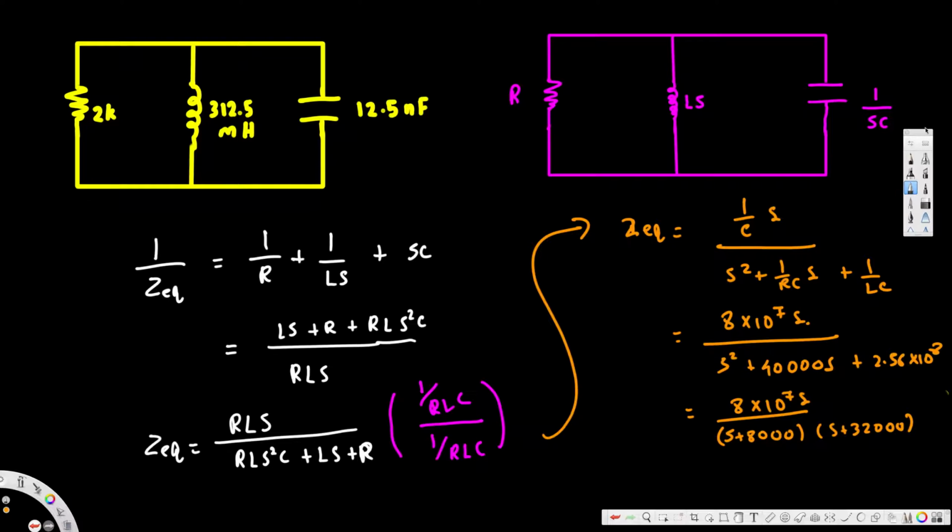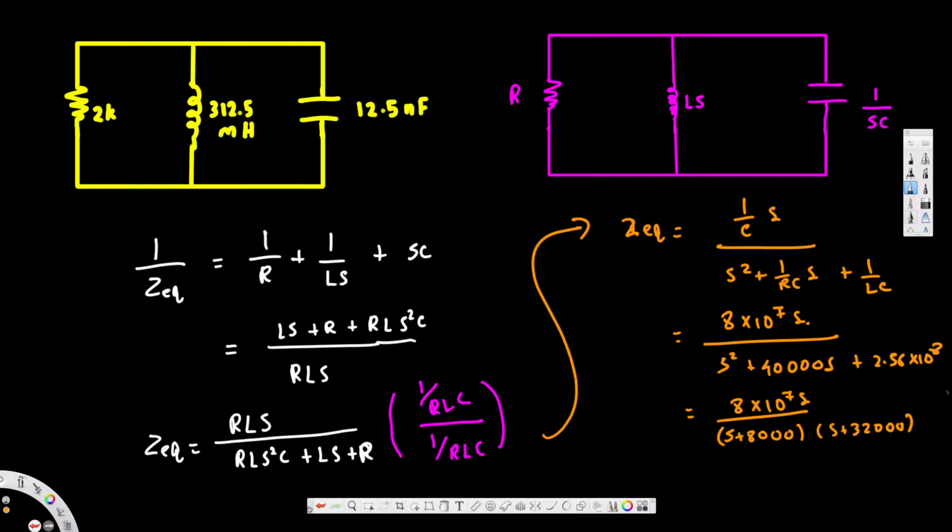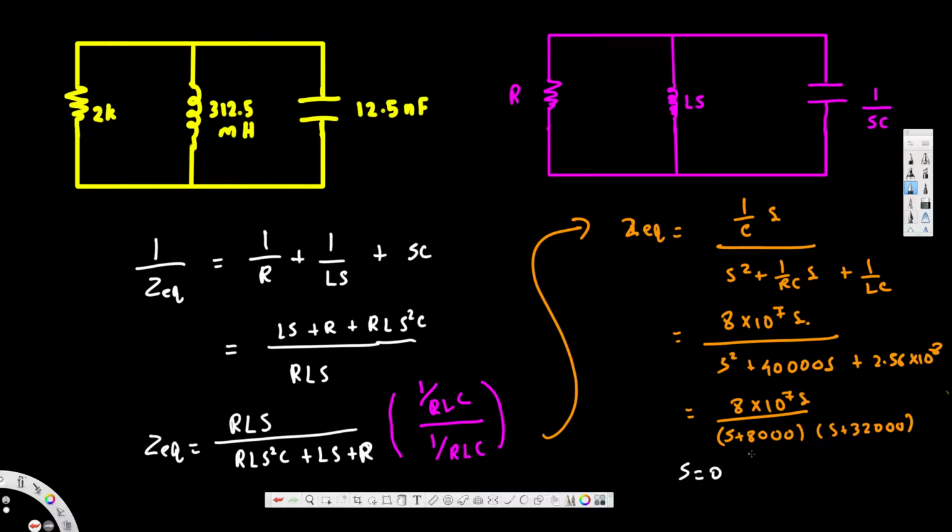Now we are going to find the zeros and poles. Zeros are basically the values that make the numerator 0. In our case, the zero is S equal to 0, because if you put 0 in the numerator, that's just 0. And poles are basically the values that make the denominator 0, so what's the value if you equate it to 0?